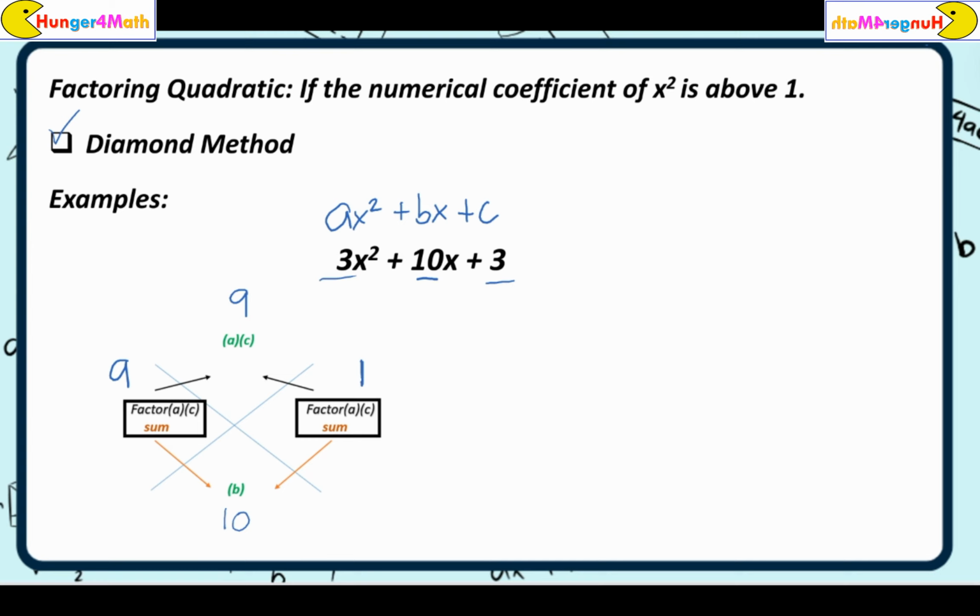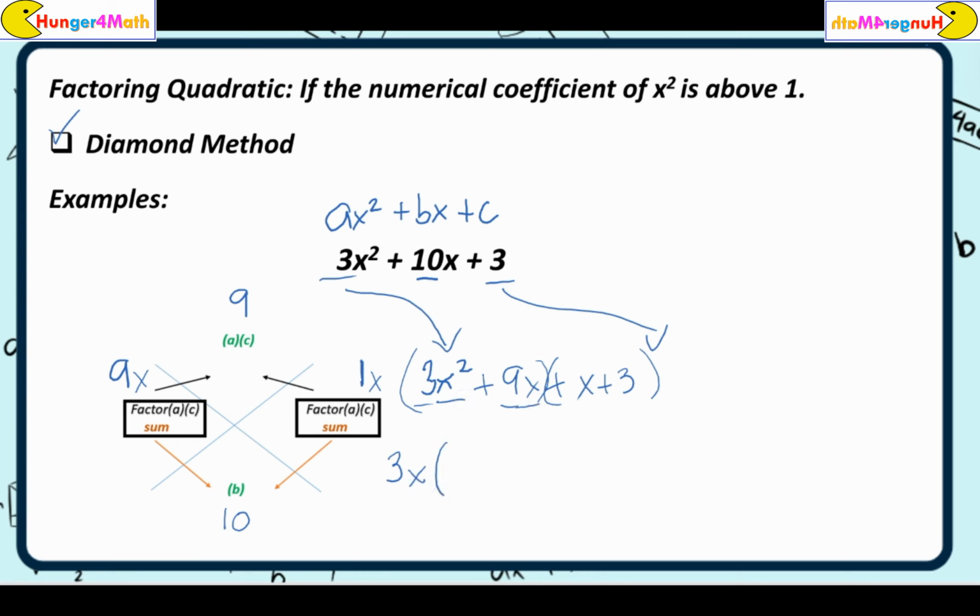Then we're going to rewrite the expression. Copy the first term, 3x squared. Then instead of 10x, we're going to use 9x and x that represent the 10x. So that will be plus 9x plus x, then copy the last term, plus 3. Then we're going to group them into 2. Then we're going to use the common factor. The common factor of 3 and 9 is 3. Common factor of x squared and x will be x.